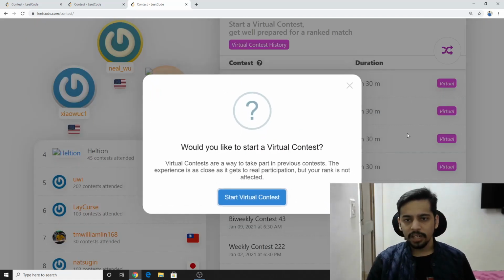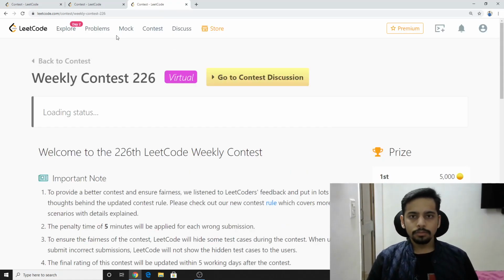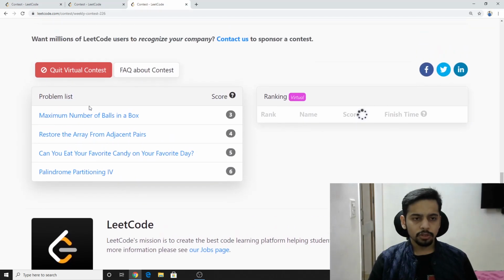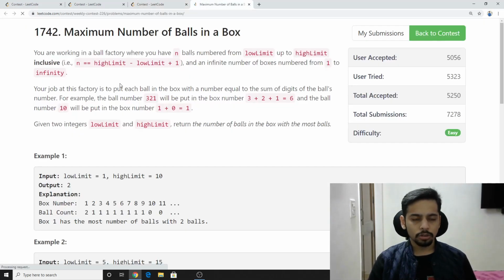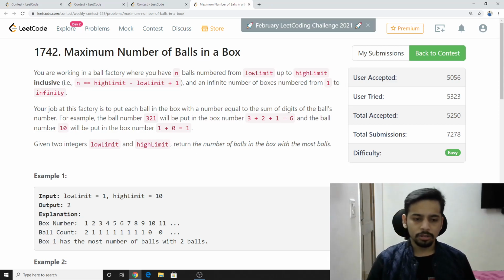And let us get started with the virtual contest 226. So the first problem is maximum number of balls in a box. You're working in a ball factory where you have n balls numbered from low limit to high limit, and an infinite number of boxes.